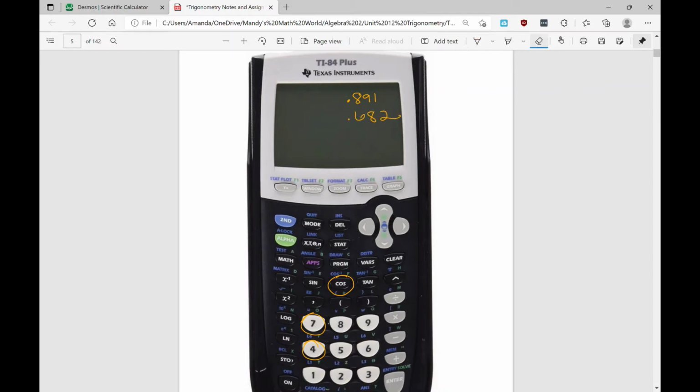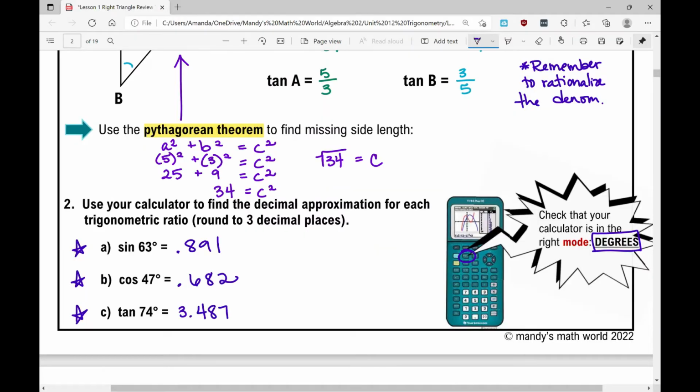0.682. And then the very last one, you're going to type in tangent of 74 degrees. So there's tangent and then 74, and you get 3.487. And that's rounded. I've already rounded that. So these are the values that we got whenever we plugged in sine of 63 degrees, cosine 47 degrees, tangent 74 degrees into our calculator.